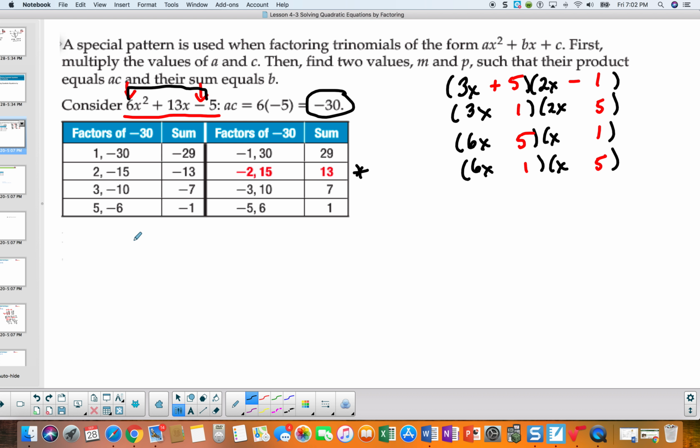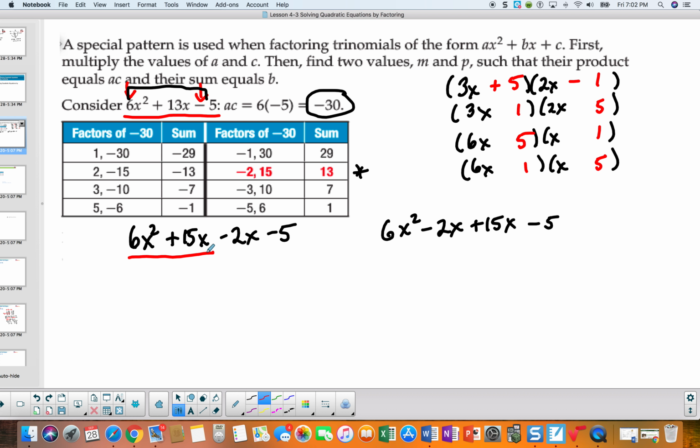So this is how we go about doing this. We're going to write 6x squared, and we're going to write the number 13x this way. We're going to write plus 15x minus 2x, and that's going to create our 13x minus 5. So what we're doing is we're taking our 13x and we're rewriting it. Now you could put the negative 2x in the front and the 15x in the back. I'll go ahead and do that problem too so that you can see it really doesn't make a difference as long as I'm making the 13x.